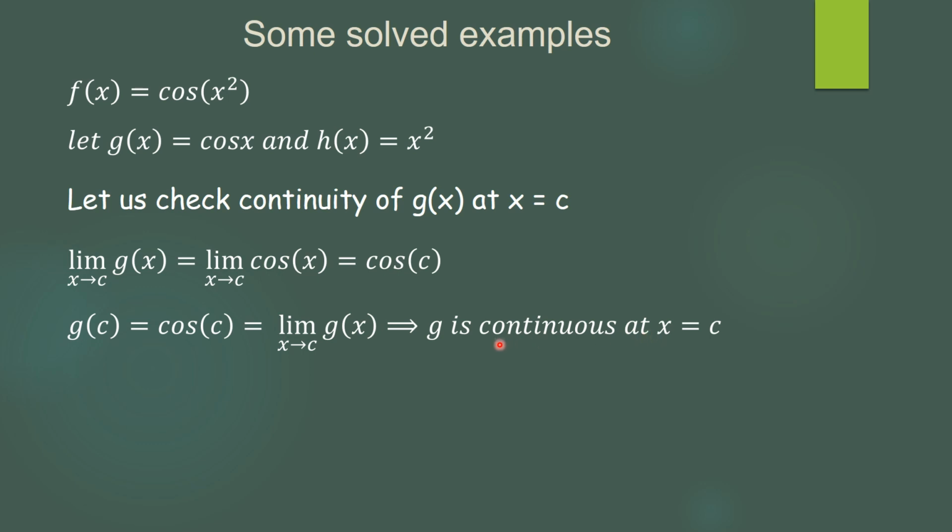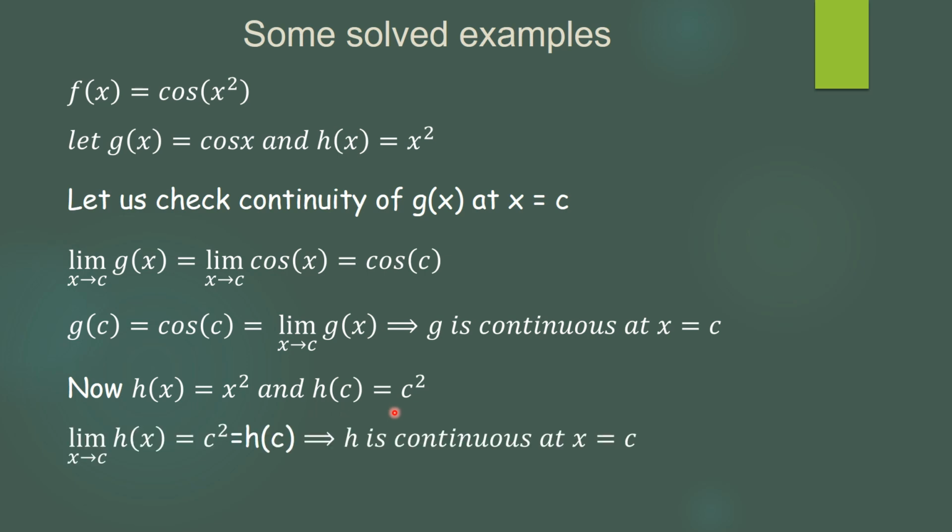Now we will check the continuity for the function h. h of x is x square, so h of c will be c square. Now we'll find out its limiting value. Limit x tends to c of h of x will be c square, which is the same as h of c, and so that implies h is continuous at c. Here g was continuous and h is also continuous, while f was a function of g over h, and so that will also become a continuous function.